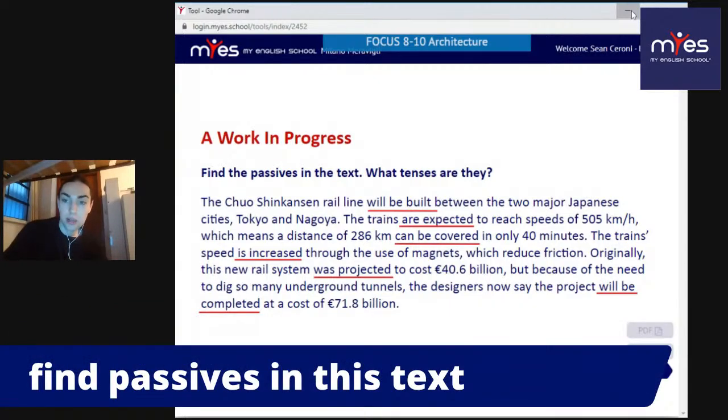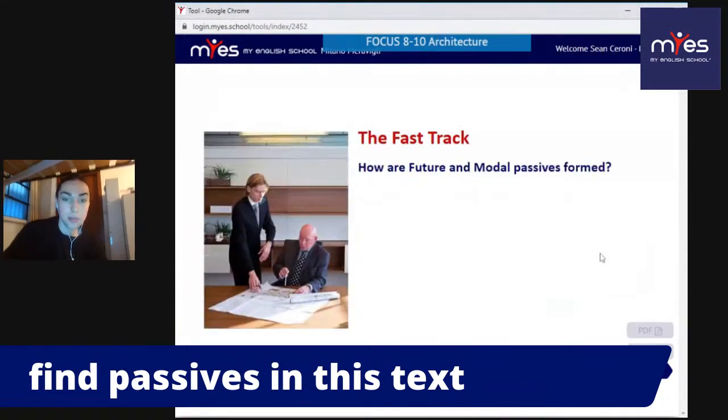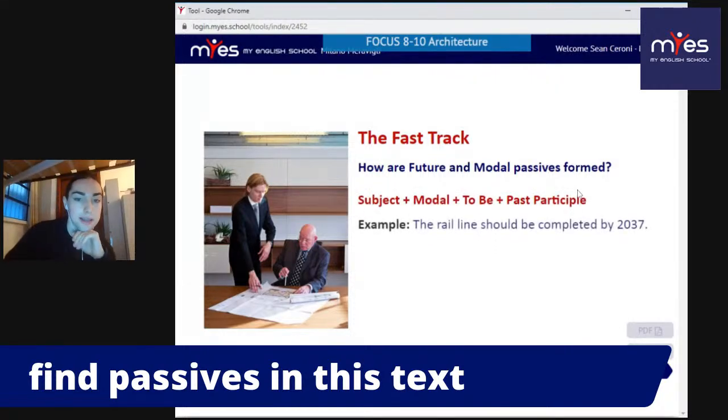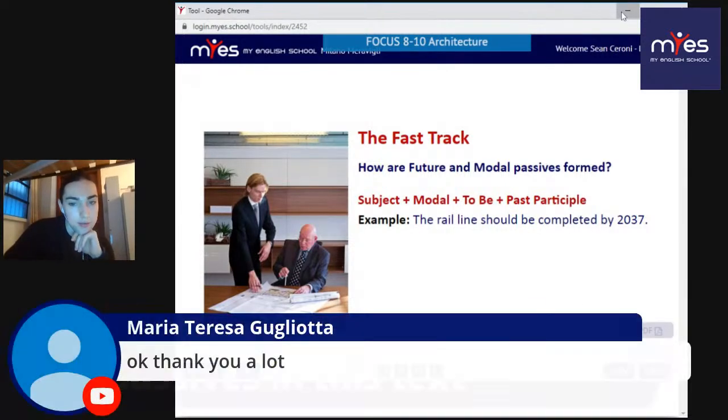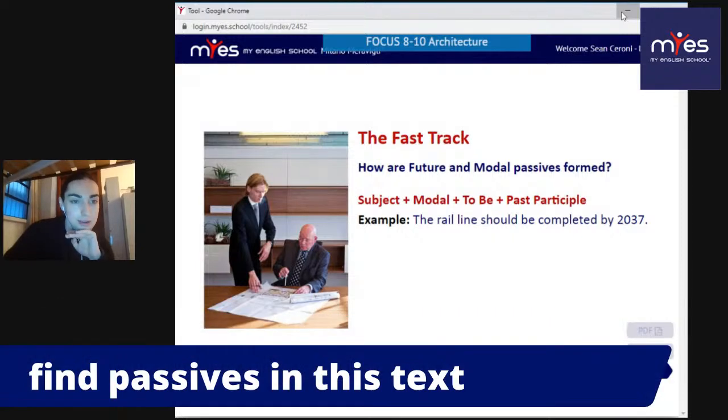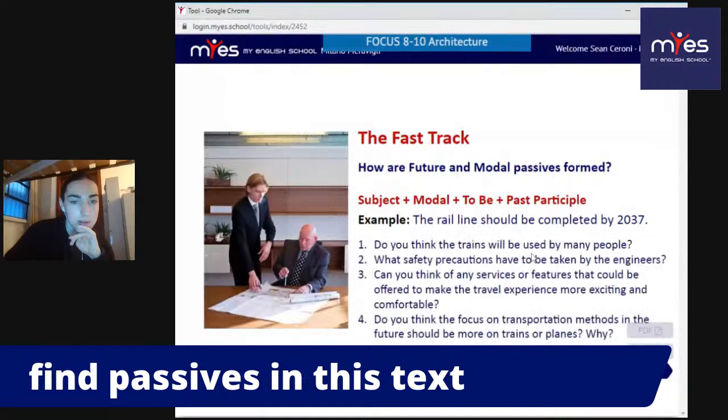So great work, Mary. You had all the tenses there, and I was happy to clarify about modal passive. So yes, future and modal passives: subject, modal, to be plus past participle, and just be, the bare infinitive. No problem. I'm here to clarify anything that you're not sure about.